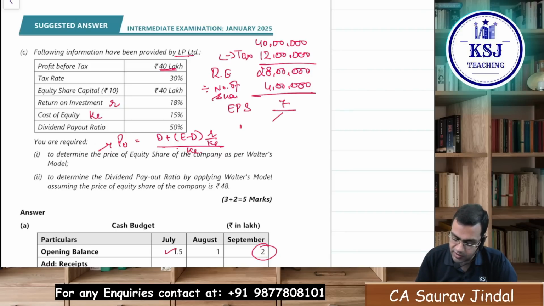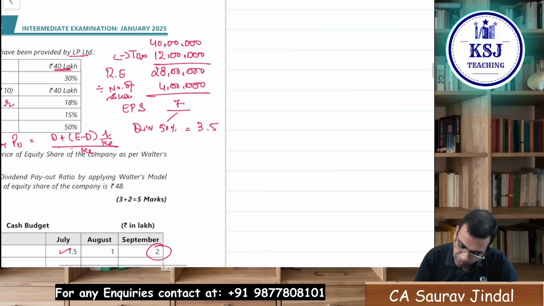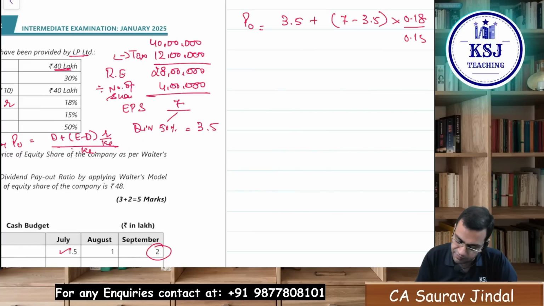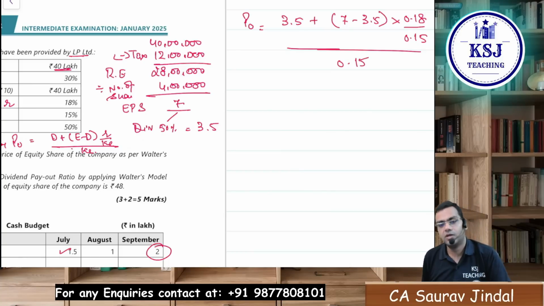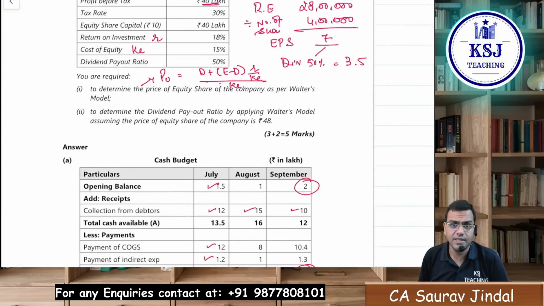Out of this, what is the dividend being distributed? That is 50%, that is 3.5. Yes, sir, dividend is 3.5. Now you can put it in the formula, that is P0 is equal to 3.5 plus EPS of 7 minus 3.5 into R is given 18%, KE is given 0.15 whole divided by 0.15. So this is what you have to solve and get the value of the price. Clear? Now you can solve it easily.